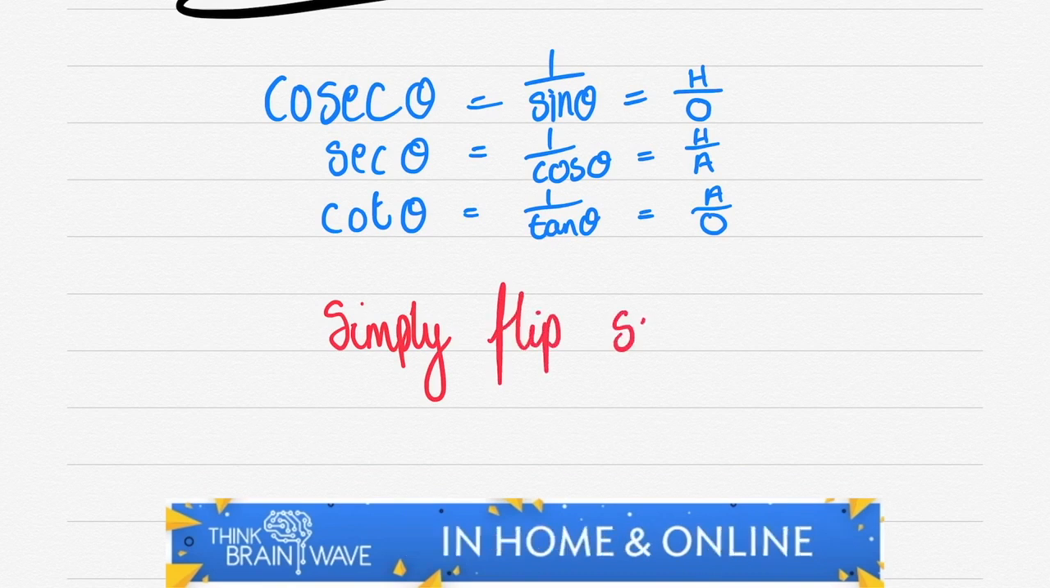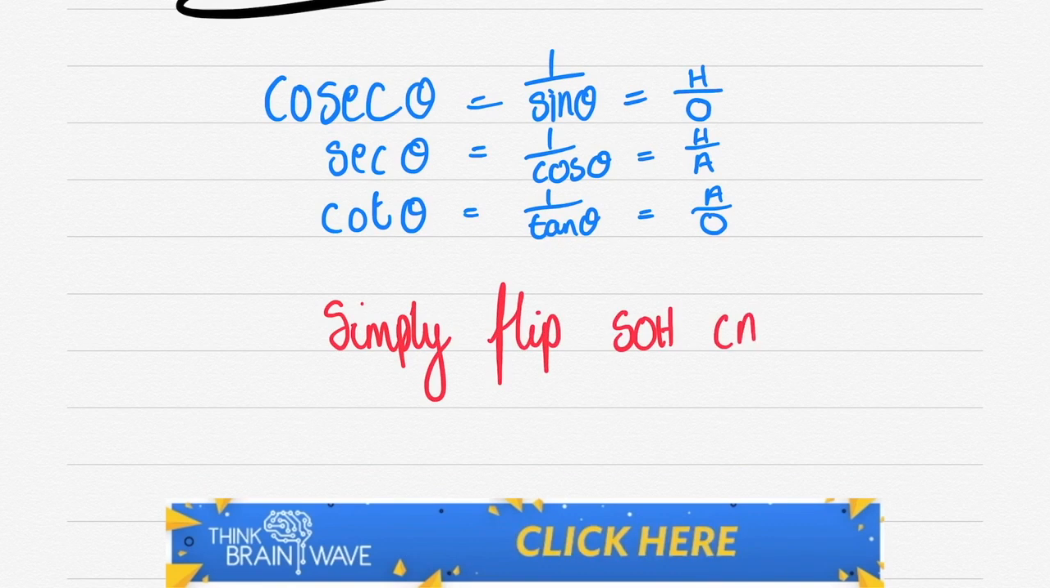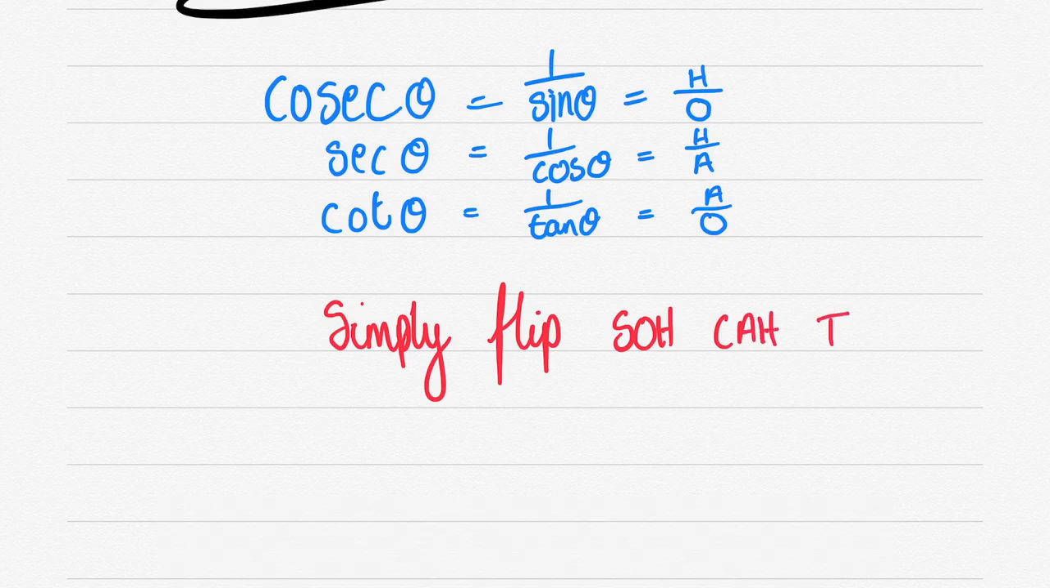Okay, so basically we simply flip the SOHCAHTOA into SHO and CHA and TAO. I don't know how to say that. Sounds like shor, cha, and tau. Okay, shor, cha, tau. That could work.